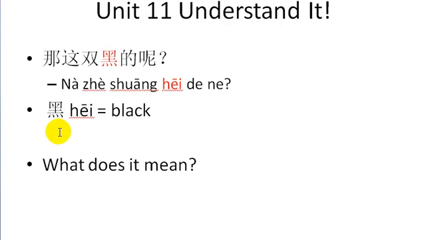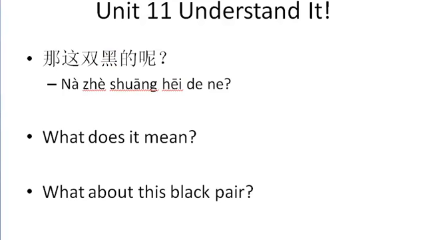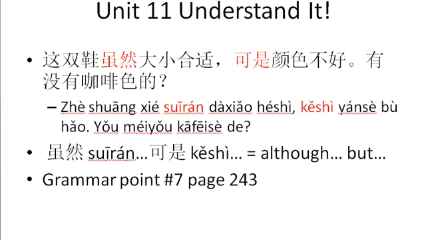And 黑 means black. So you should be able to sort out this sentence. 那这双黑的呢? So pause and write down what you think that means. And hopefully you came up with what about this black pair? Okay, Wang Peng comes back with a mouthful and says, 这双鞋虽然大小合适，可是颜色不好，有没有咖啡色的?